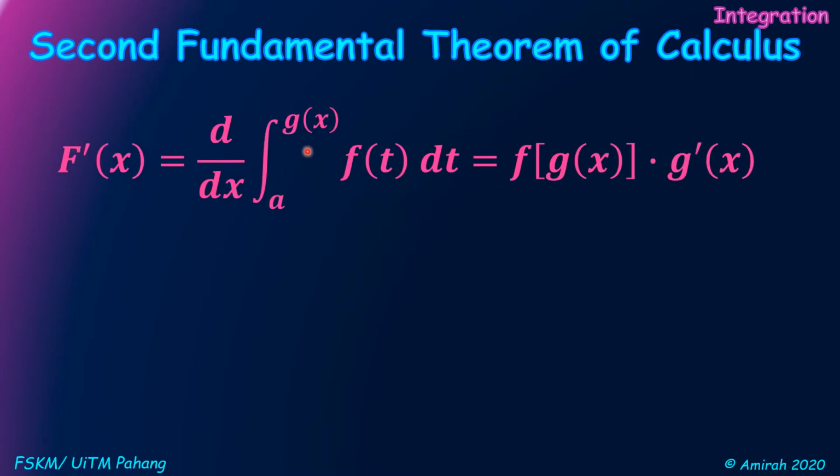Now we look at the theorem. F prime x equals d over dx of the integral from a to g(x), where a is constant, of f(t) dt, equals f(g(x)) times g prime x.